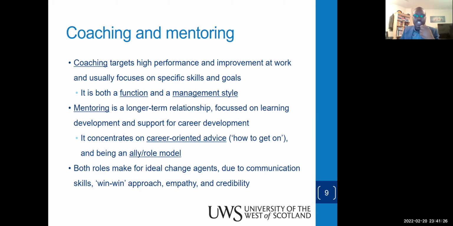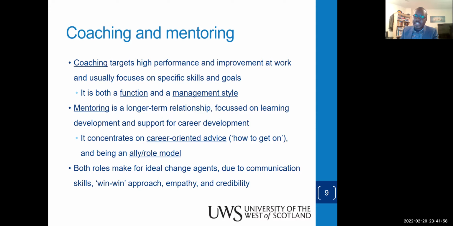It helps a lot. So coaching helps you to target high performance, improvement at the workplace. It helps you to develop your specific goals and align your goals and skills towards the overall corporate objectives. Okay, it's a form of additional appraisal system, very important, coaching and mentoring. Okay, but mentoring, on the other hand, is a longer term relationship. Okay, focus on learning development and focused on support for career development. Okay, now it concentrates more on career-oriented advice.